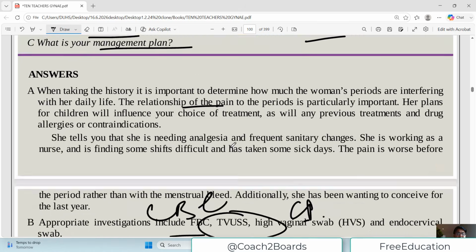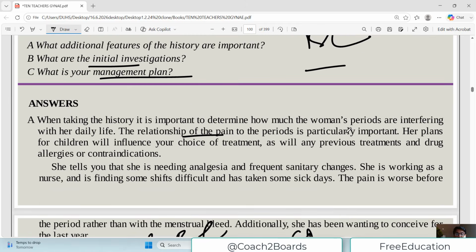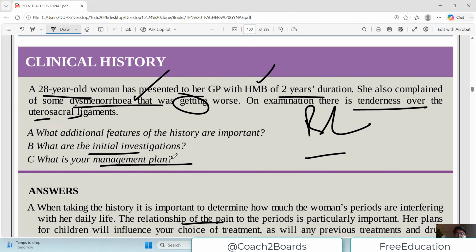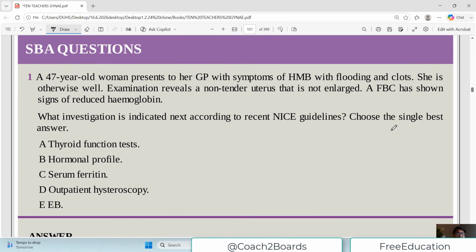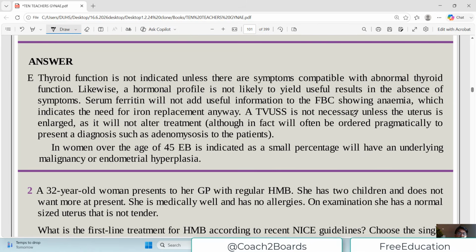Then what is your management plan? You would like to discuss a lot of things with the patient in history, particularly whether the family is complete or not, whether they want to have babies or not. Maybe diagnostic laparoscopy, if you are suspecting endometriosis. It all depends upon how the history goes, and then you decide if you have to do medical treatment or surgical treatment.